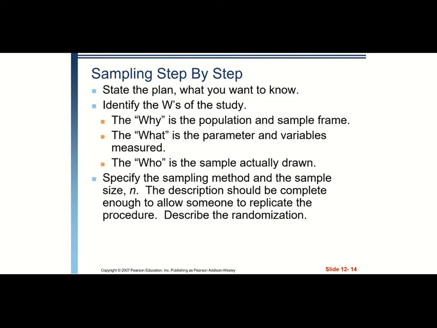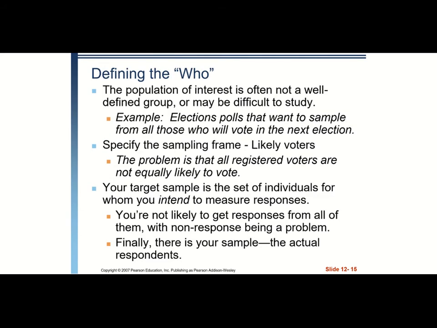When it comes to describing sampling plans, we want to explain the W's of the problem, but most importantly, we want to describe the randomization. We're going to go through this in detail in some sample problems during class, but for the most part, we treat this like we did with explaining the randomization for simulations in Chapter 11. One of the tricky things that can come up when you're explaining the W's is defining the who.